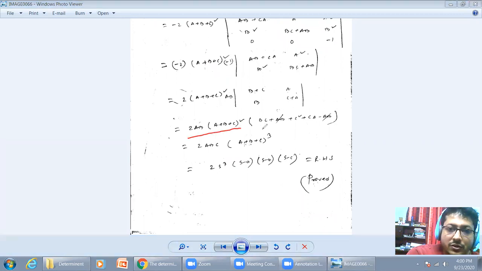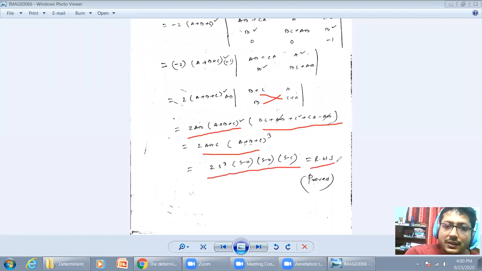And A plus B plus C whole square, this part, multiply B plus C into C plus A into A plus B. This is the cube, and twice S cube, S minus A, S minus B, S minus C, right hand side. Okay, it's proved. That means A plus B plus C, that means S, S cube, and capital A means S minus A, capital B means S minus B, and capital C means S minus C, and A plus B plus C means S, that means S cube. Okay.